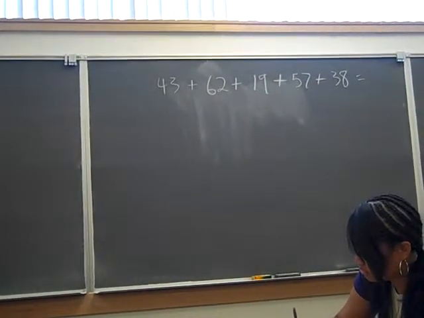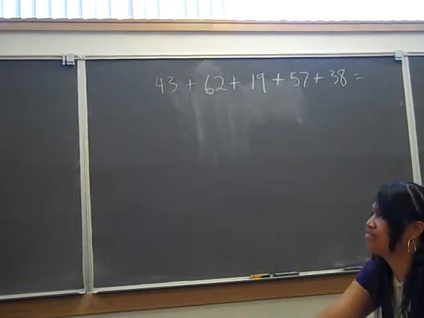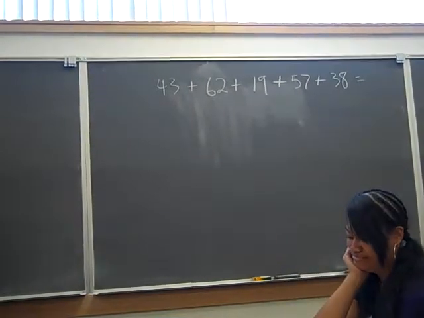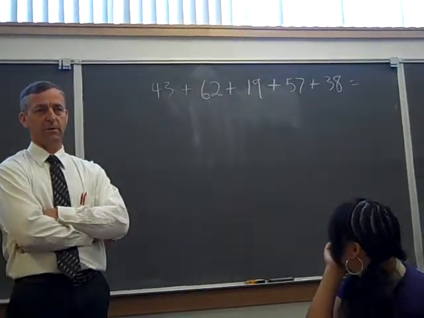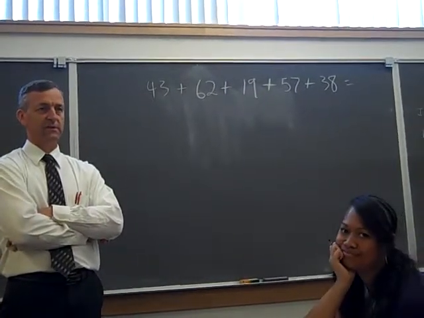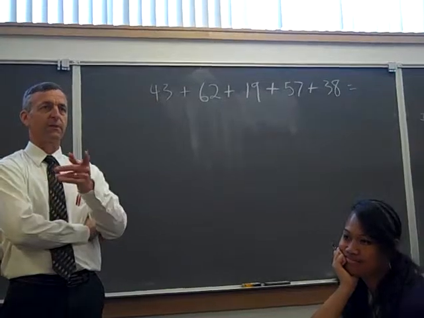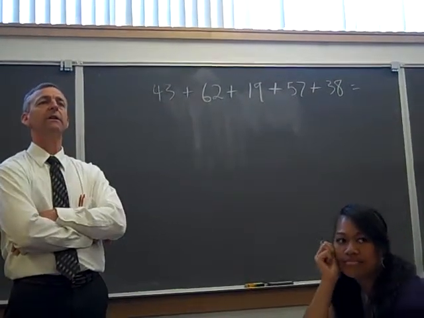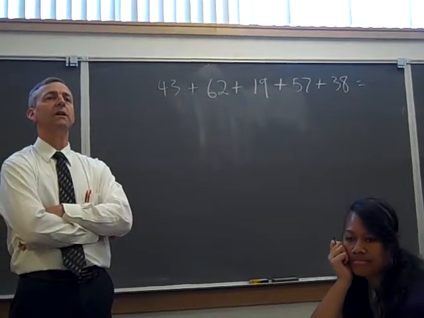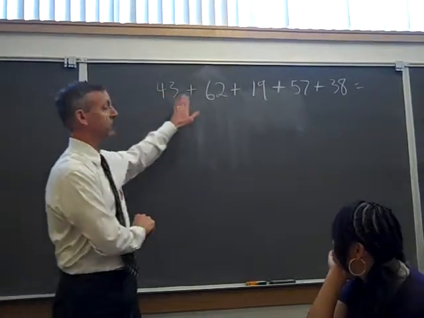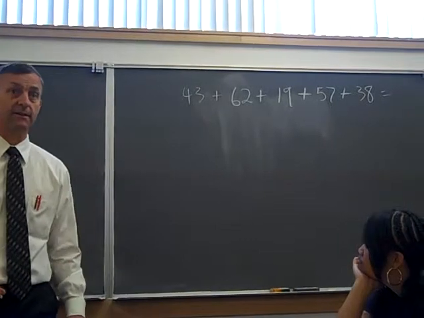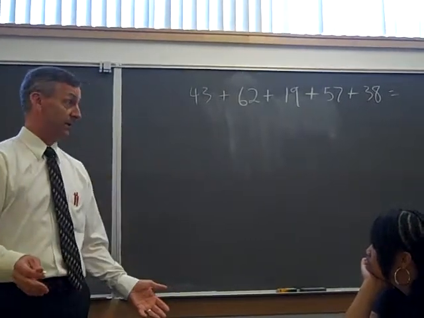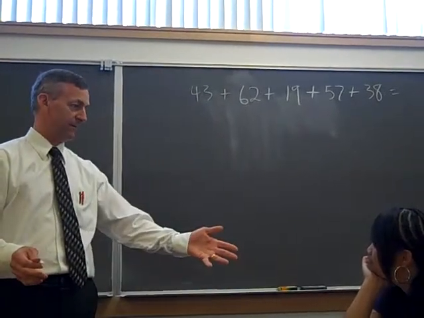Too slow. 219. Way too slow. Tricia, how did you get it? I just added up like 2 numbers at a time. Like this one plus this one? You're really fast then at adding. She got it really quick then. You were right there with her.